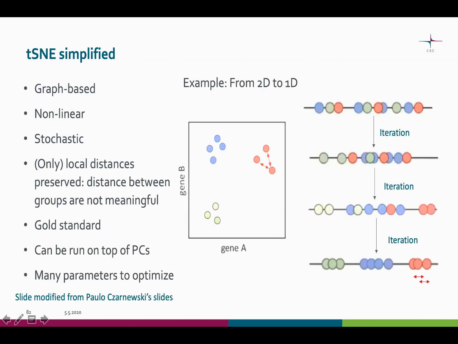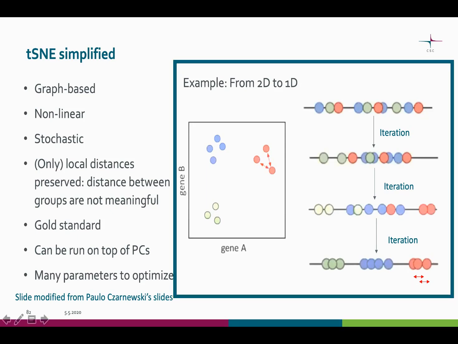Without going into further detail with tSNE, like said, it's a graph-based, nonlinear and stochastic method, and it only preserves the local distances between the cells. So the distances between the groups are not meaningful, meaning that within the group the distances mean something, but whether this or this distance is long or short is not really considered. tSNE has been the gold standard in single-cell RNA-seq visualizations, and it can be run on top of principal components, which is how we use it. There are many parameters to optimize.